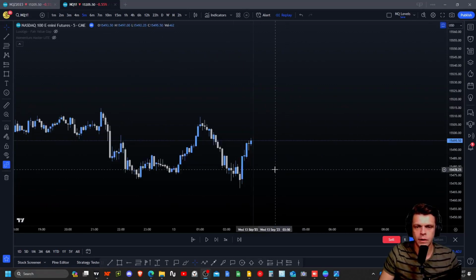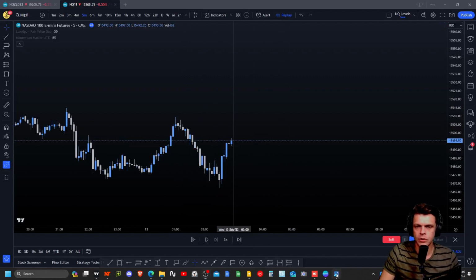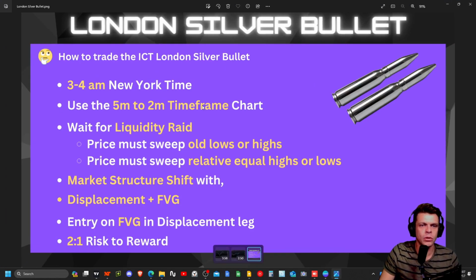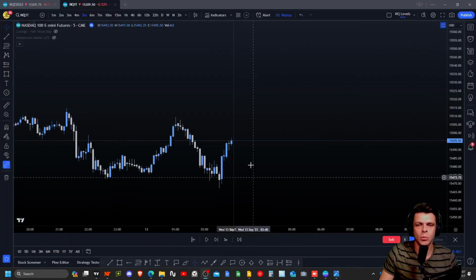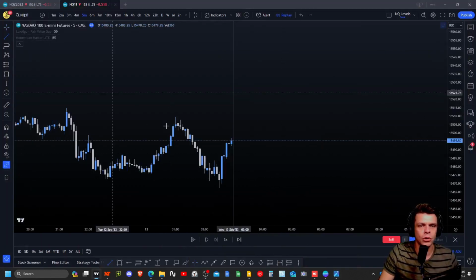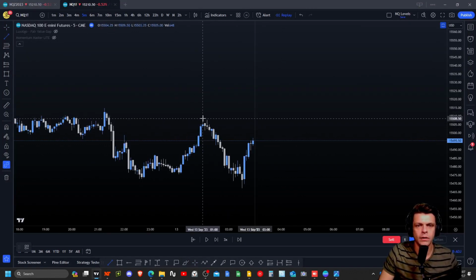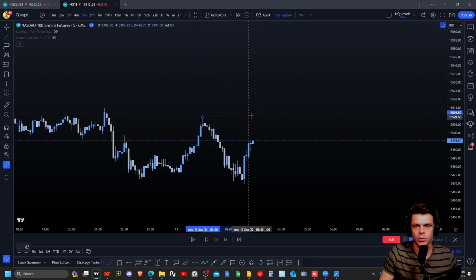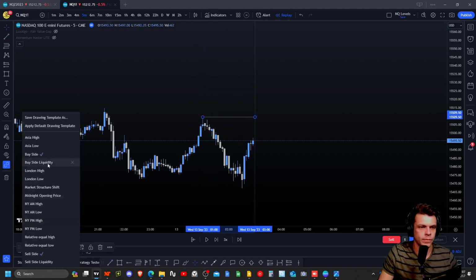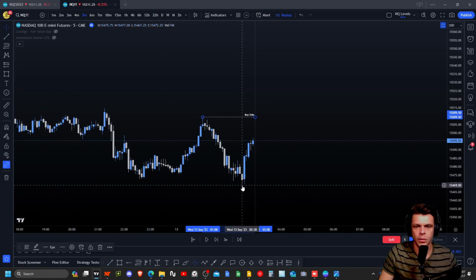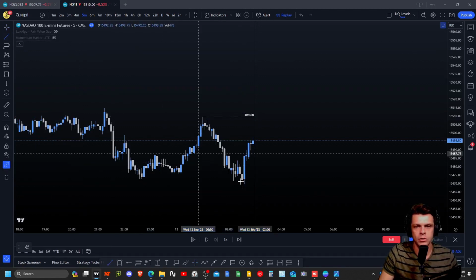Okay, we are at the next day. So let's just recap the rules. We are still on the 5-minute chart. So now we have to wait for a liquidity raid. So price action must sweep an old low or an old high. So let's mark off the liquidity pools on our chart. So right here we have an untouched high for the buy side liquidity. And right here we have an untouched low for sell side liquidity.